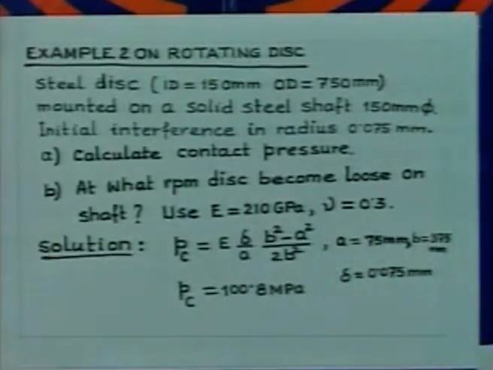So, let us understand what is really to be found out in this problem. You are given the initial interference and you are required to find out the contact pressure that will develop after shrink fitting, and then you have to also find out the speed of the assembly at which the disc will become loose on the shaft. So, let us go into the solution.